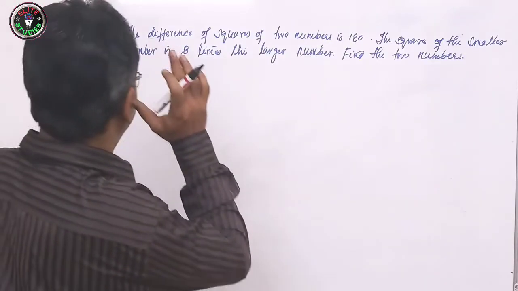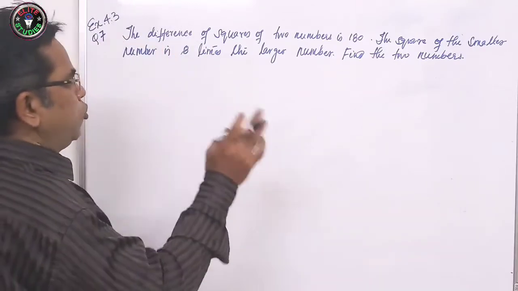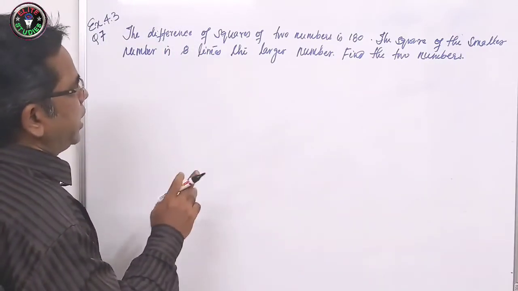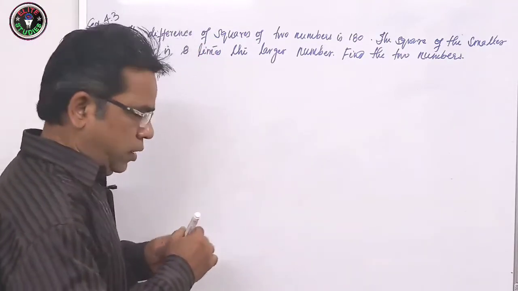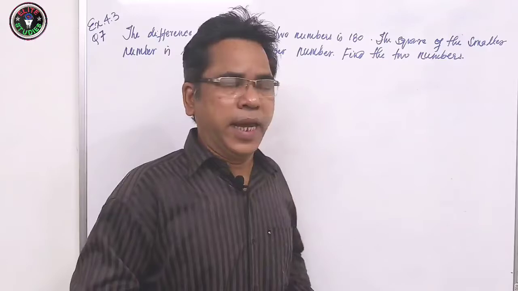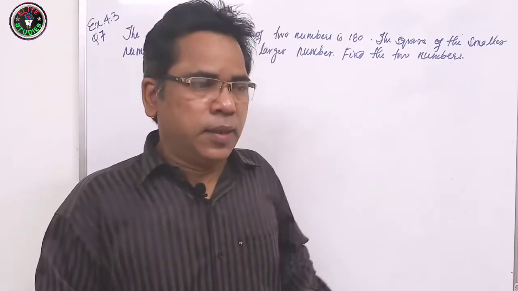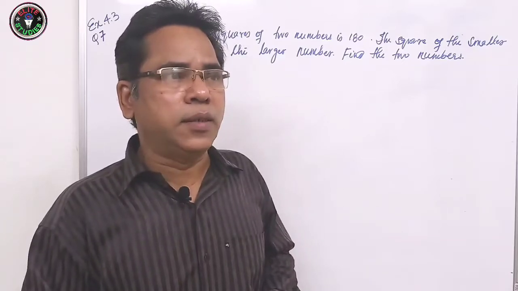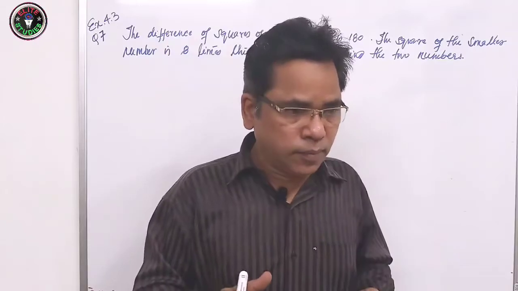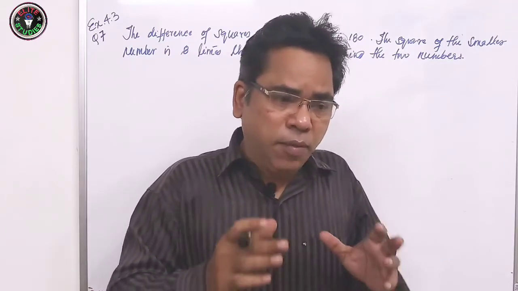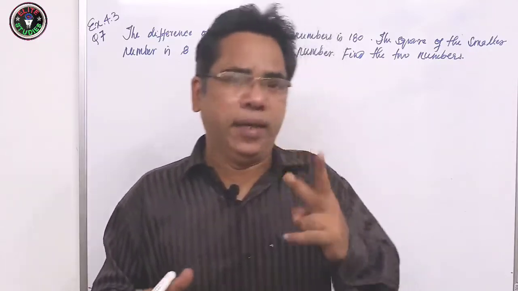Now let us do question number 7. The difference of squares of two numbers is 180. The square of the smaller number is 8 times the larger number. Find the two numbers. Dear students, as I told you just now, there are some word problems which can be done by taking one variable or two variables. But it will be more convenient if you try to solve the problem by taking two variables.